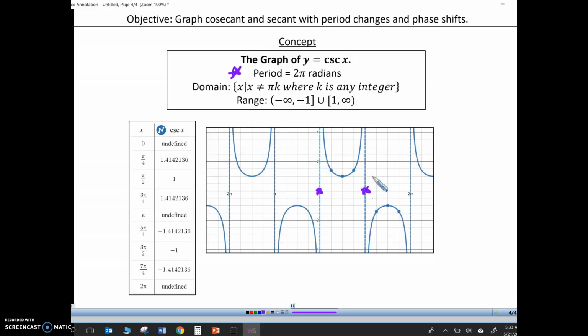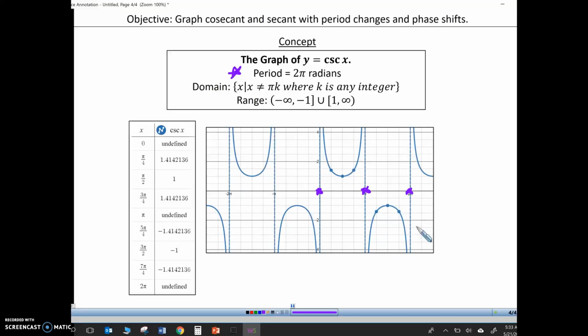So the period is 2 pi, it repeats itself every 2 pi, but you have this split every pi, where in one interval of pi you have a U, and in the other interval you have a downward facing U. Notice that the domain is x values where x is not equal to pi times k, where k could be any integer. So there's an asymptote at every single pi.